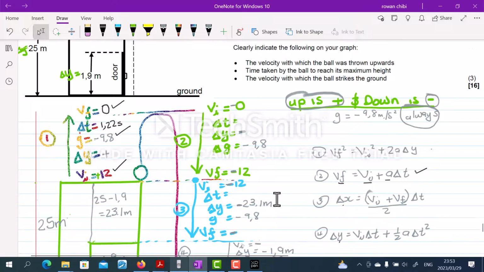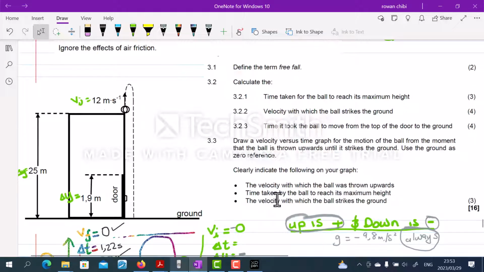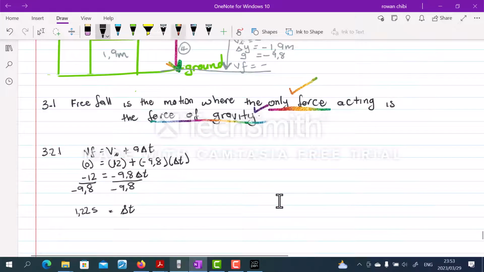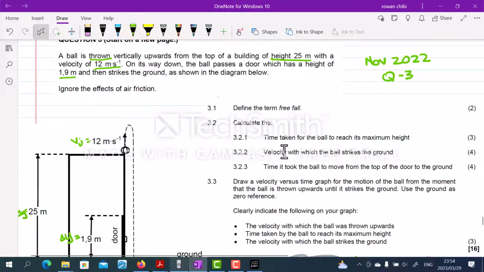So I think it's a 3-mark question, the time taken for the ball to reach the maximum height. They will give you 1 mark for the formula, 1 mark for substituting the initial velocity, and 1 mark for the final answer with the correct units. So that's how you get your 3 marks. Here that was your 2 marks. So let us look at the following question.